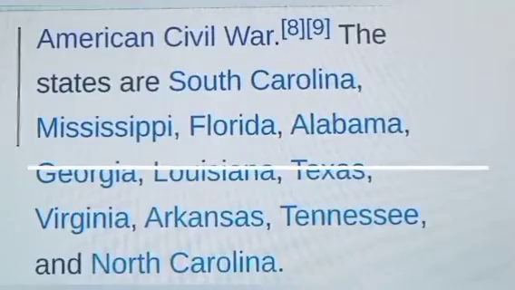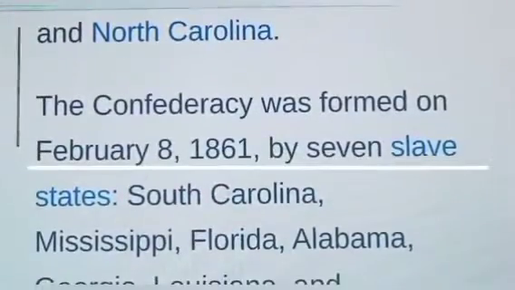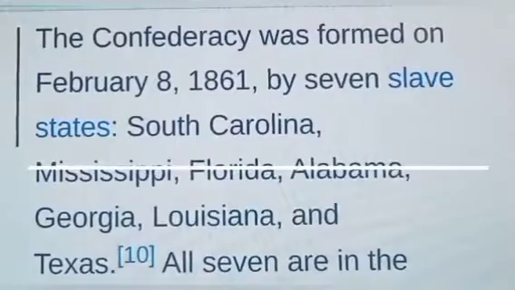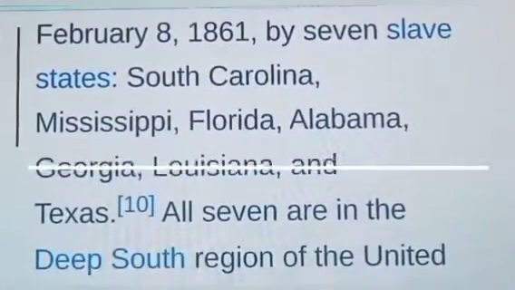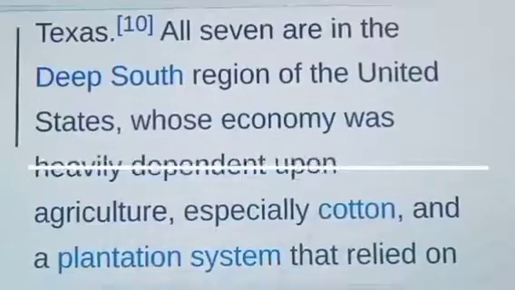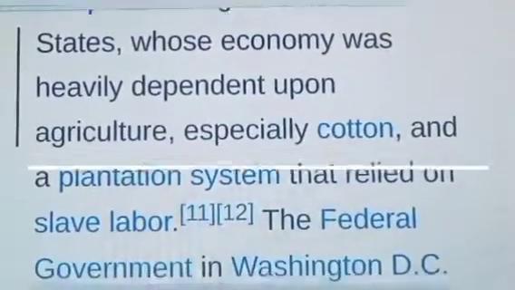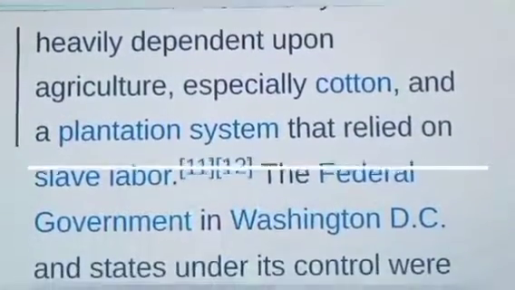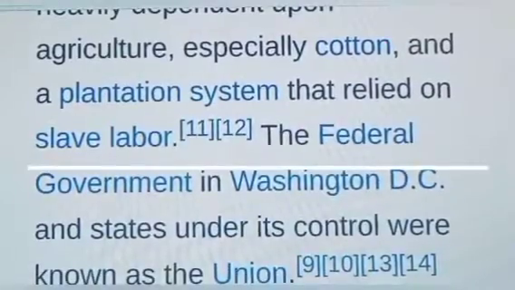The states are South Carolina, Mississippi, Florida, Alabama, Georgia, Louisiana, Texas, Virginia, Arkansas, Tennessee, and North Carolina. The Confederacy was formed on February 8, 1861 by 7 slave states: South Carolina, Mississippi, Florida, Alabama, Georgia, Louisiana, and Texas. All 7 are in the Deep South region of the United States, whose economy was heavily dependent upon agriculture, especially cotton, and a plantation system that relied on slave labor.